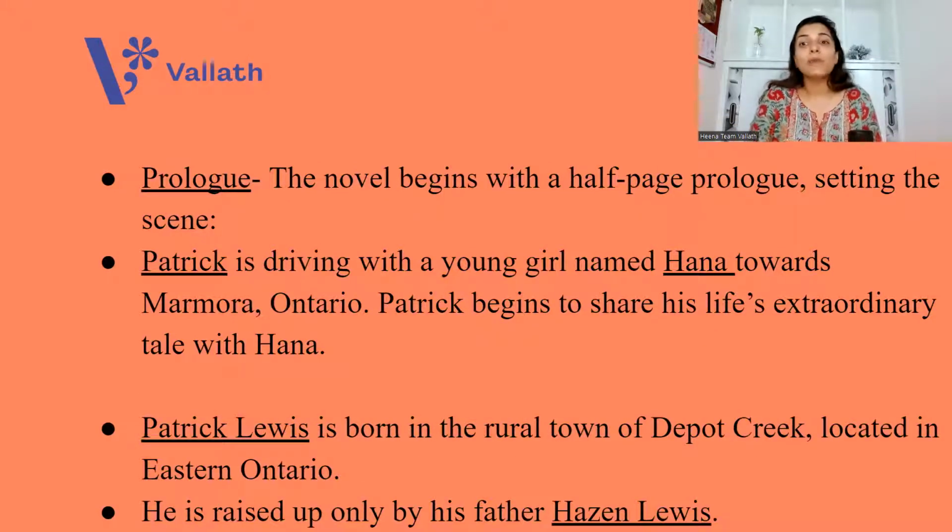First, prologue. The novel begins with a half-page prologue, which sets the scene for the novel. What is shown in this prologue? Patrick is driving with a young girl named Hannah towards Marmora, Ontario. Patrick begins to share his life's extraordinary tale with Hannah. Who is Patrick? Who is Hannah? I will tell you. So prologue is done with.